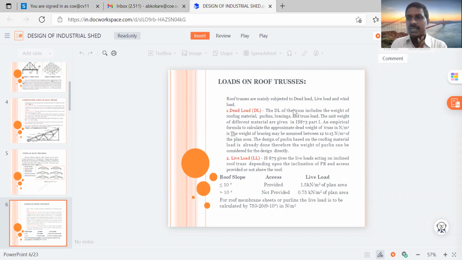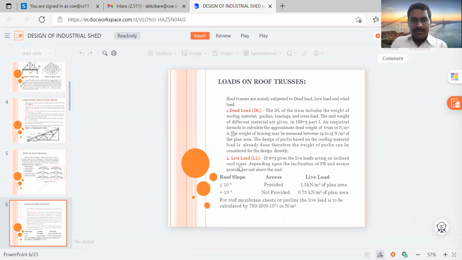So dead load is nothing but the weight of roof covering, weight of purlin, weight of bracing, and weight of truss. These four weights we have to take, and we have to add these four weights in Newton per meter square, and then we will get the total dead load which is acting on the particular roof truss.